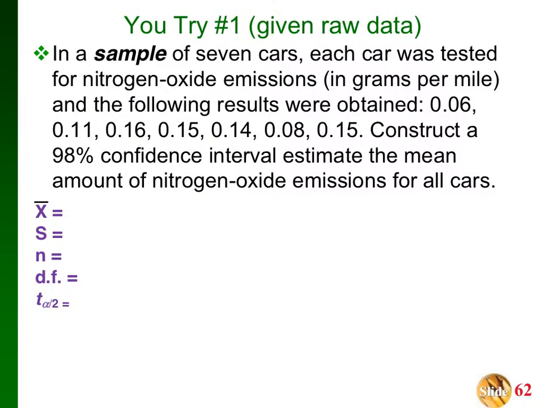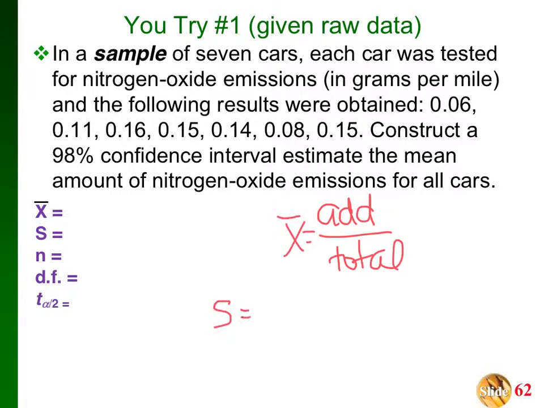Okay guys, so here's your first try. If you don't have a calculator that can do mean and standard deviation right away, then go ahead and find mean. You know how to find mean. You add up all the numbers and divide by the total. That's what mean is.